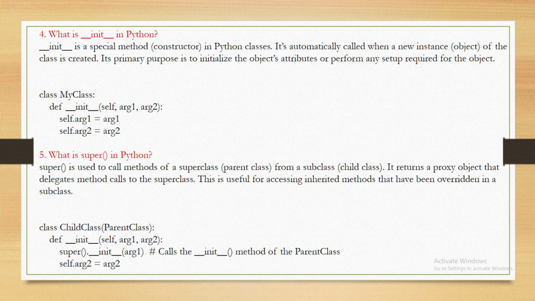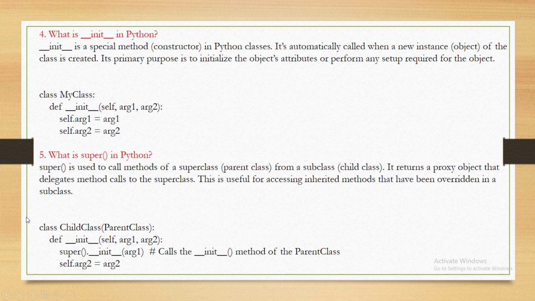And what is the super method in Python? This is a question that is always asked. The super method in Python is used to call a method of a superclass, which is a parent class, from a subclass, a child class. It returns a proxy object that delegates method calls to the superclass. This is useful for accessing inherited methods that have been overridden in a subclass.